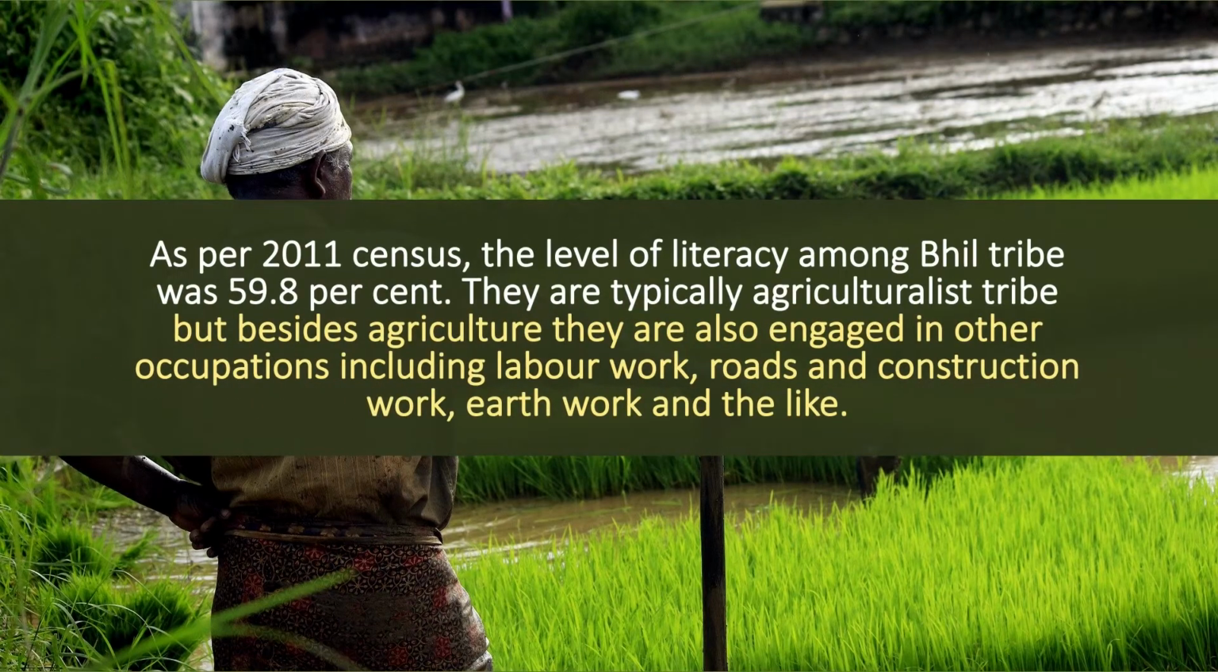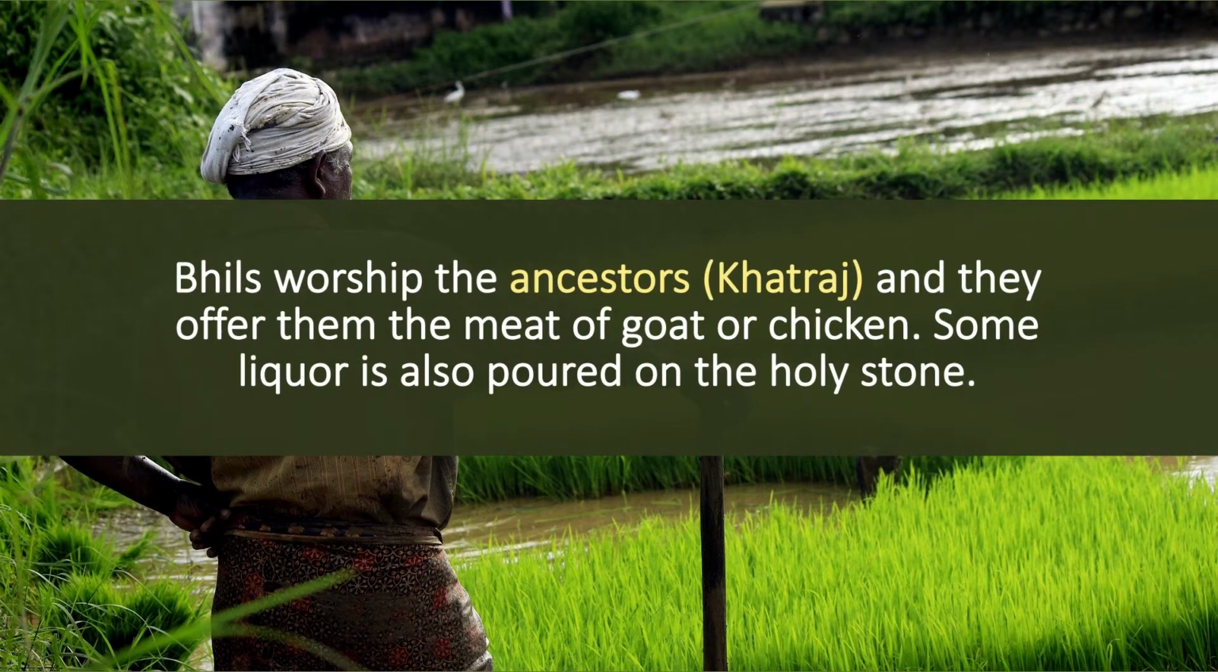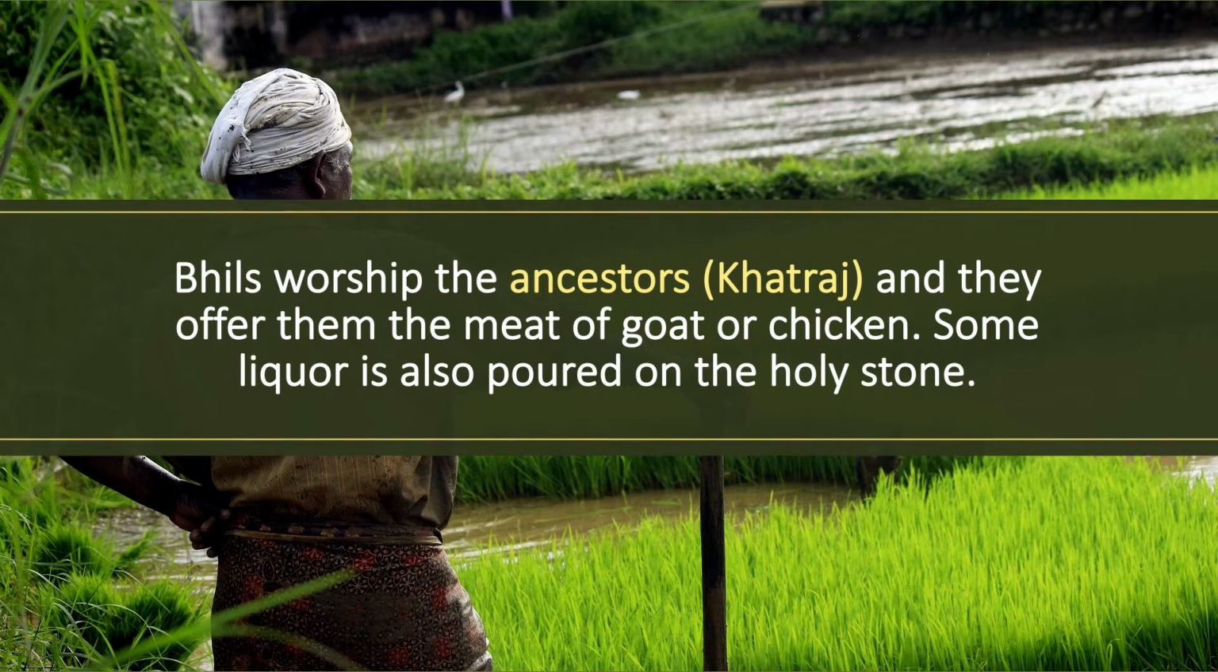As per 2011 census, the level of literacy among Bhil tribe was 59.8%. They are typically agriculturist tribe, but besides agriculture, they are also engaged in other occupations including labor work, roads and construction work, earthwork and the like. Bhils worship the ancestors and they offer them the meat of goat or chicken. Some liquor is also poured on the holy stone.